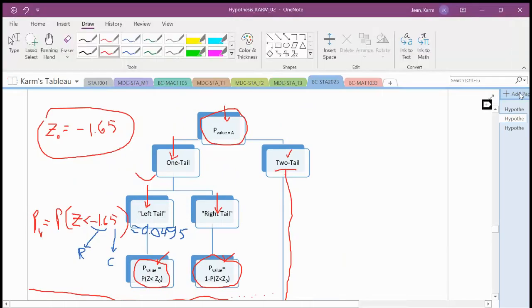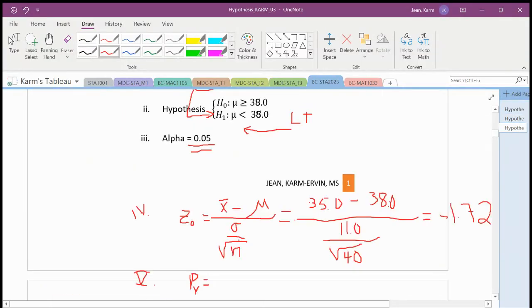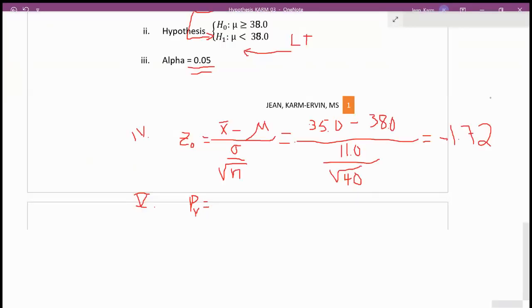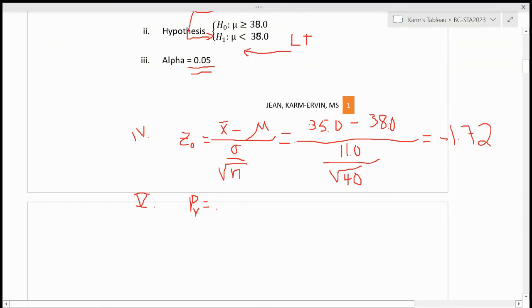So let's go back to the question. That will be p of z less than z sub 0. That's how we get the formula. The z sub 0 in this case is negative 1.72.